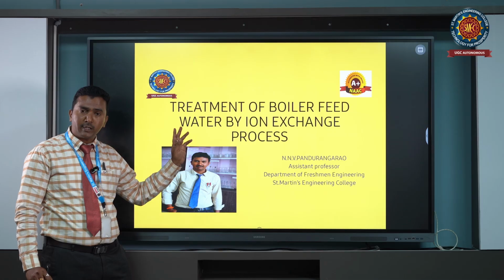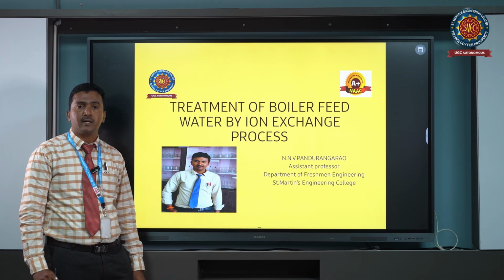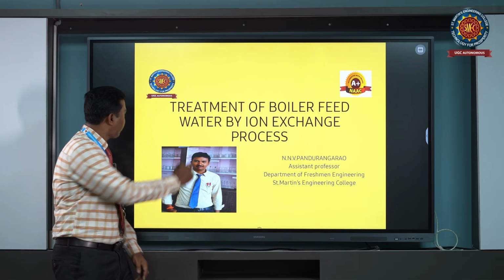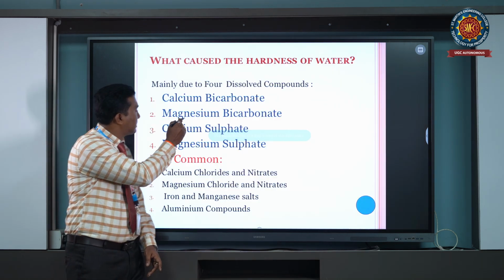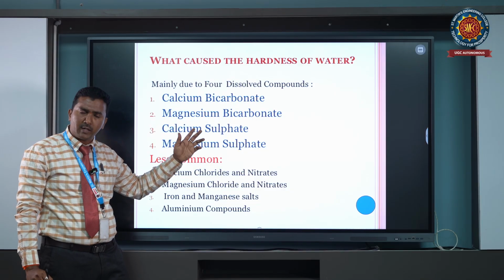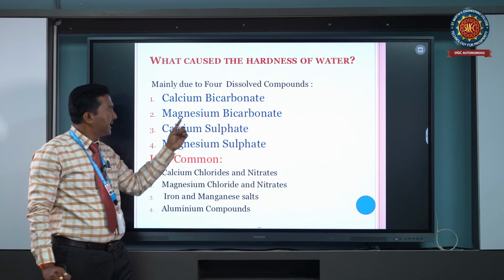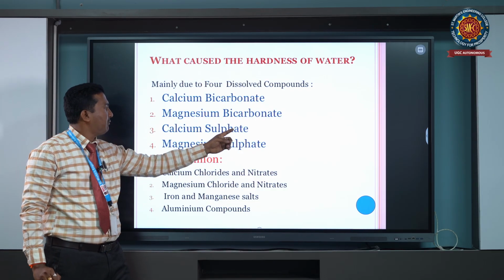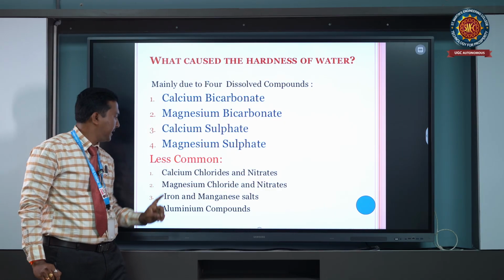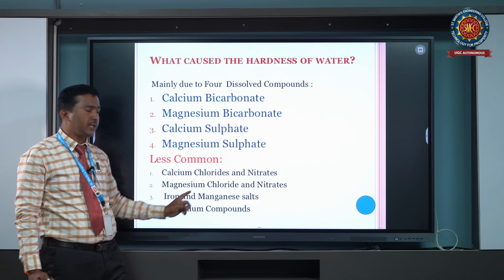So water mainly consists of different impurities. The impurities are dissolved salts, and these dissolved salts are nothing but hardness causing salts. So what are the hardness causing salts present in surface water and groundwater? Mainly calcium bicarbonate, magnesium bicarbonate, calcium sulfate, magnesium sulfate, and a little bit of calcium chloride and nitrate, magnesium chloride and nitrate, iron and manganese salts, and ammonium salts.